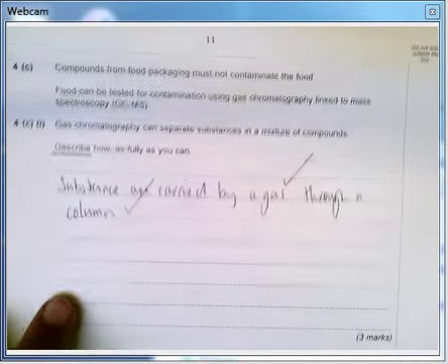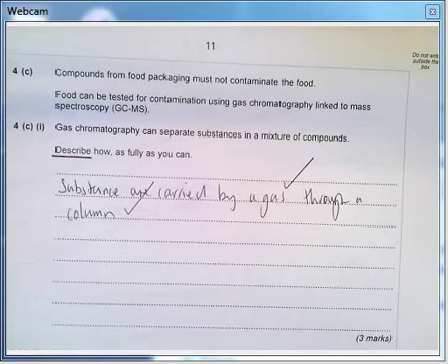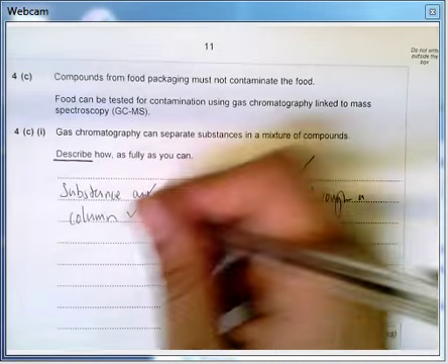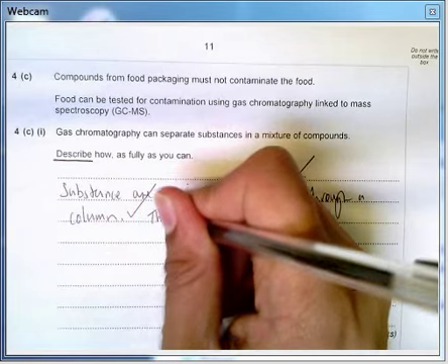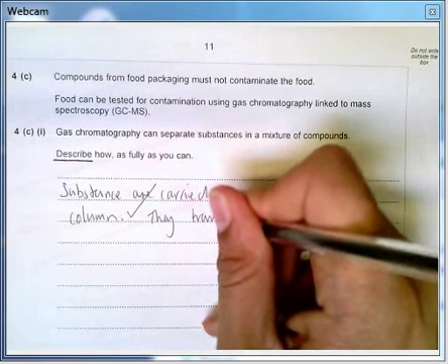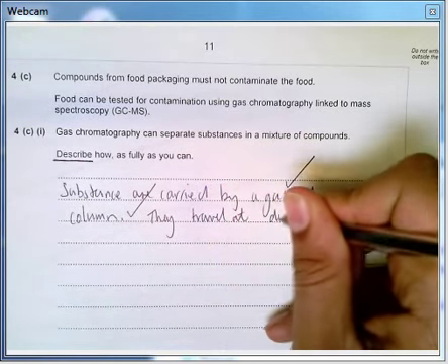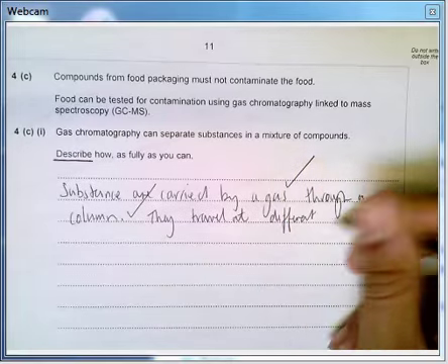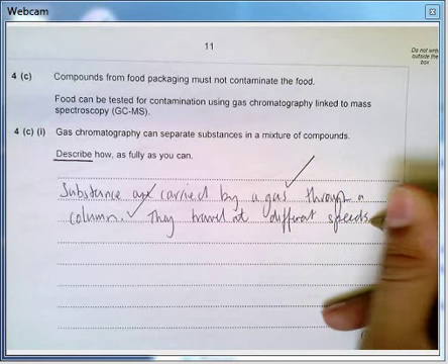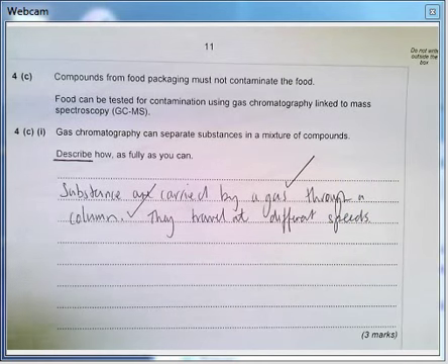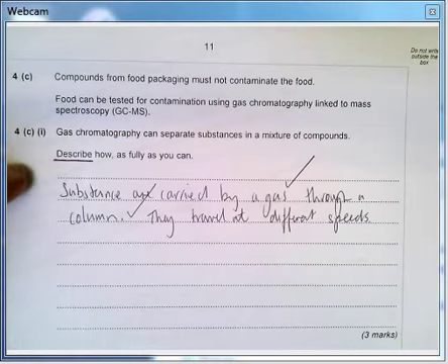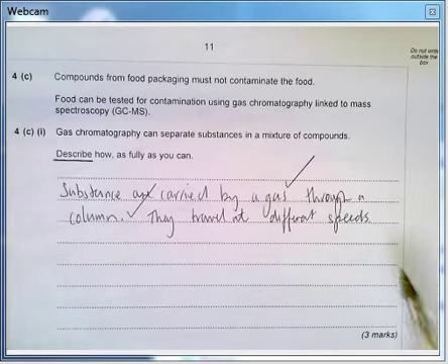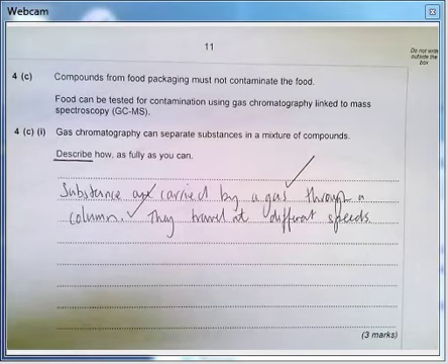Okay, now because the substances have different properties, they go through the column at different speeds. So they travel at different speeds. Remember, I don't need to say it's to do with their properties that they go at different speeds, because it's only a described question, not an explained question. Okay? Another way of saying at different speeds is different retention times. So in other words, they're kept within the gas for a different amount of time.